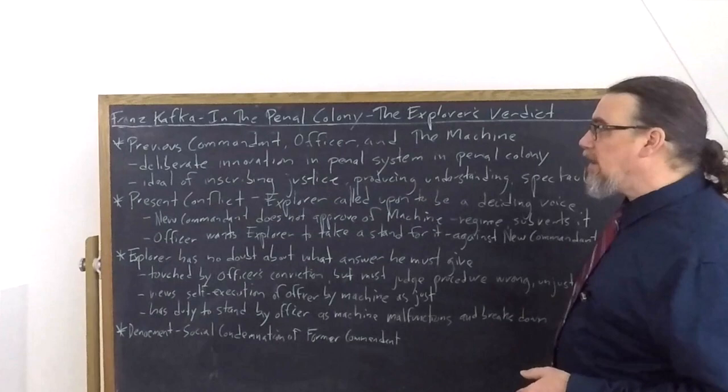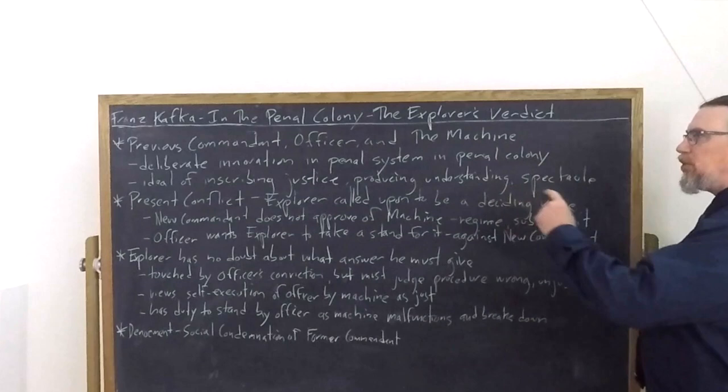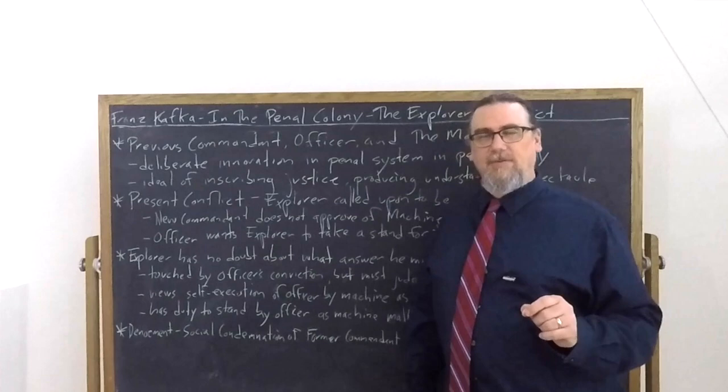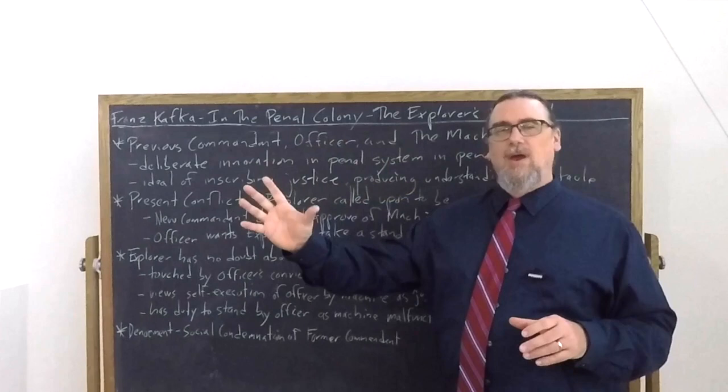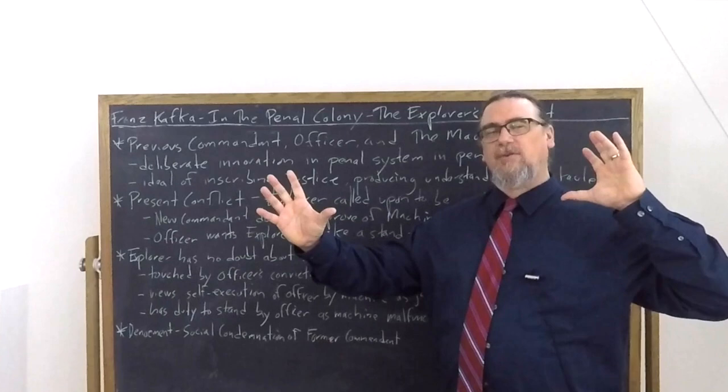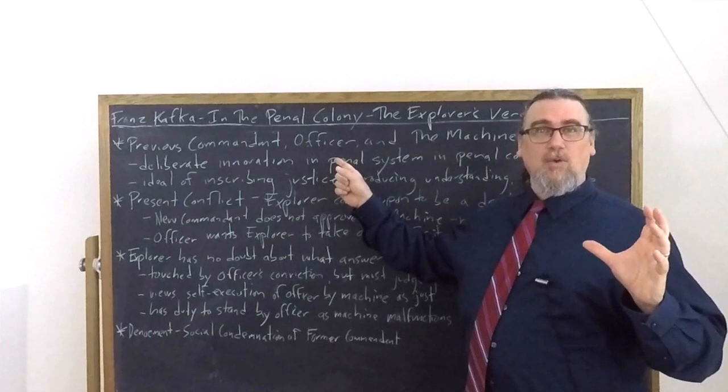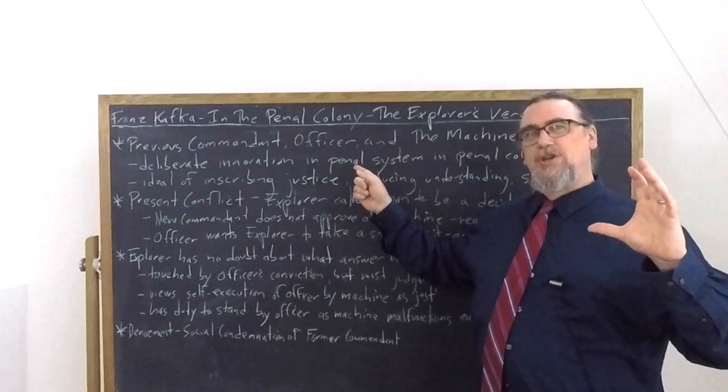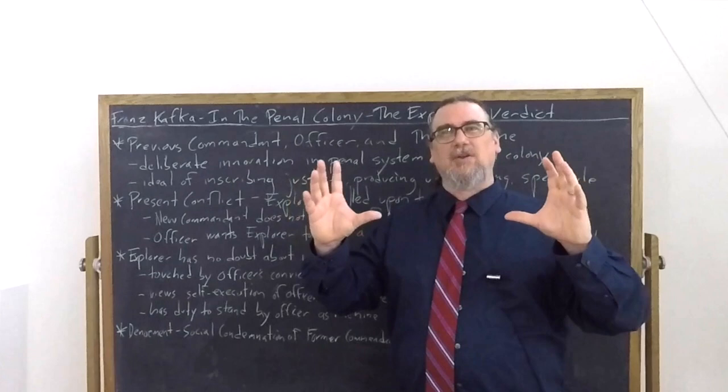And so there's a present day conflict in the story. The explorer is being called upon to be a deciding voice in a conflict that is taking place, largely being won by the new commandant, but not entirely so, because it's being fought against this officer who is trying to maintain this rather new tradition, now become traditional, of this regime of the machine, right? And they're in conflict or at loggerheads about it. Neither of them can get entirely what they want.